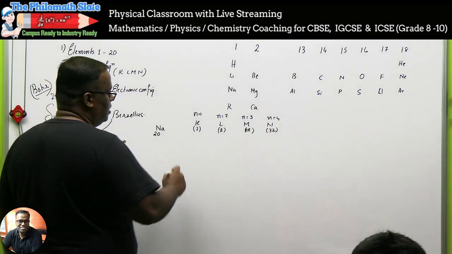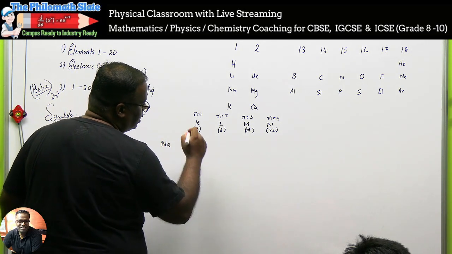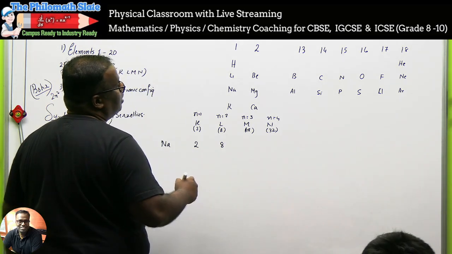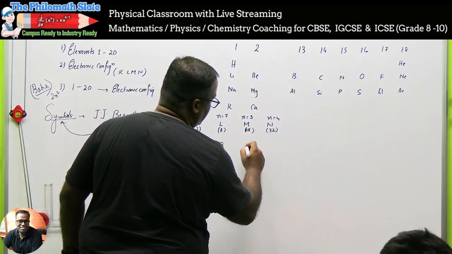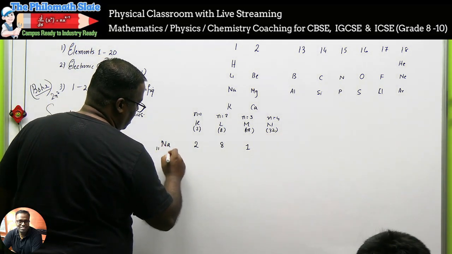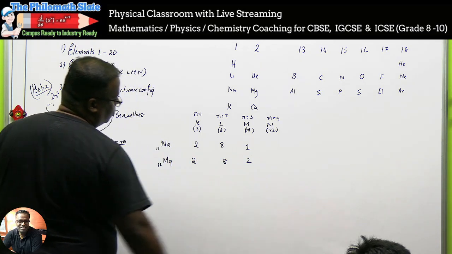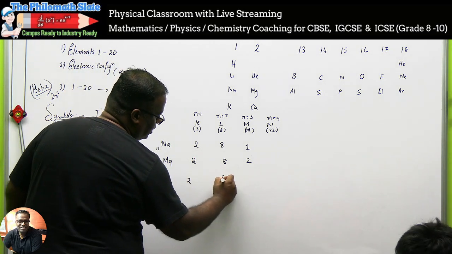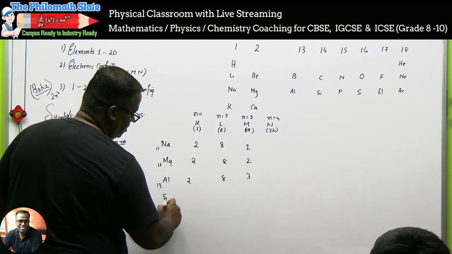So let's start filling for sodium. Sodium has 11 electrons: 2 in the first shell, 8 in the second, and then 1. So 2, 8, 1. This is sodium. After sodium we have magnesium. How will magnesium fill up? 2, 8, 2. After magnesium comes aluminium, 2, 8, 3.